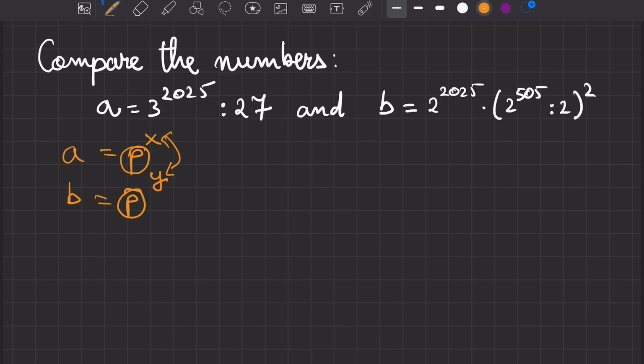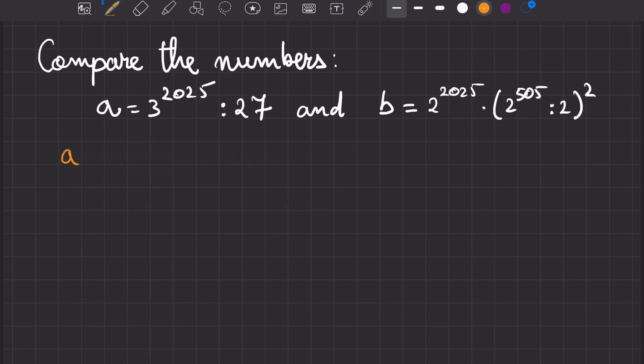Or we can write a as p to the power of x and b as m to the power of x. We would have equal exponents, but the bases are different and they can be compared. So let's reduce a and b to such an expression.